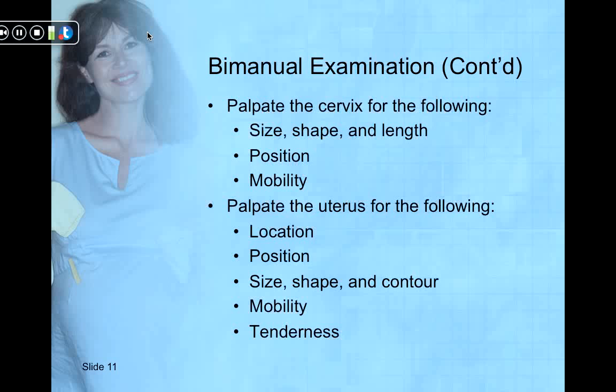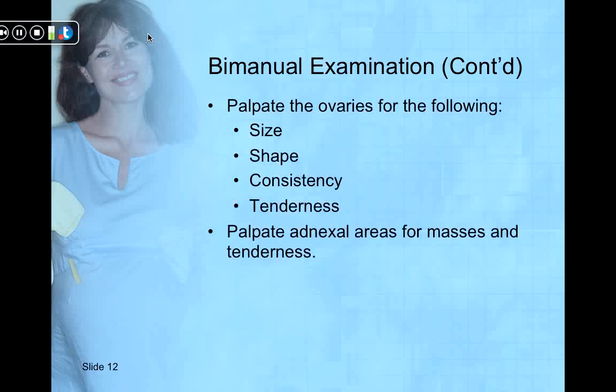Sometimes if they have a big fibroid tumor, you will find that it's enlarged and a little bit more firm. Does it move around easily, and was there tenderness experienced by the patient? Palpate the adnexal area where the ovaries are for their size, shape, consistency, tenderness. You often don't feel them on an examination.